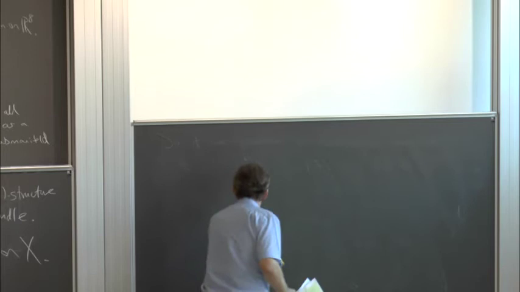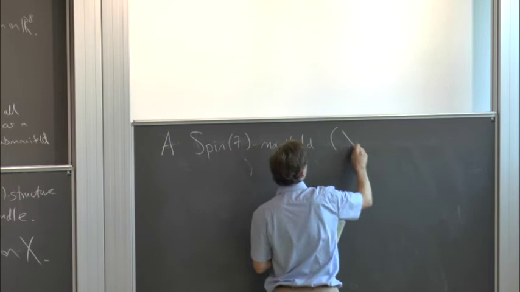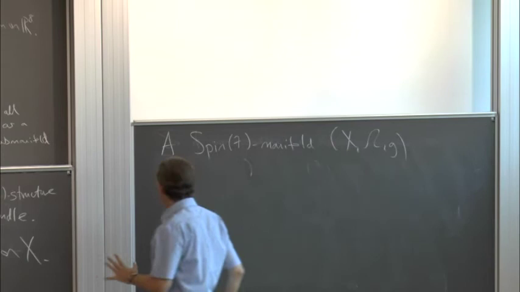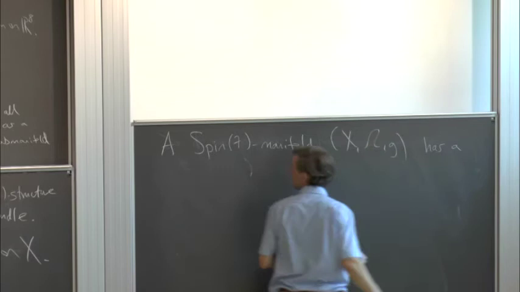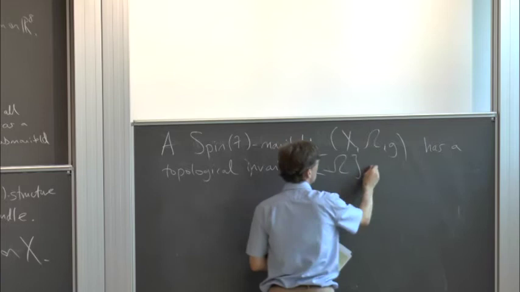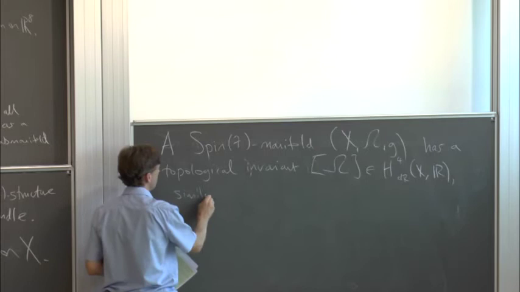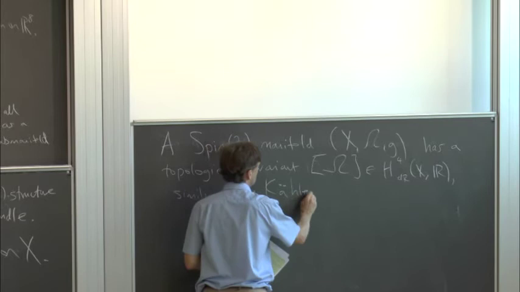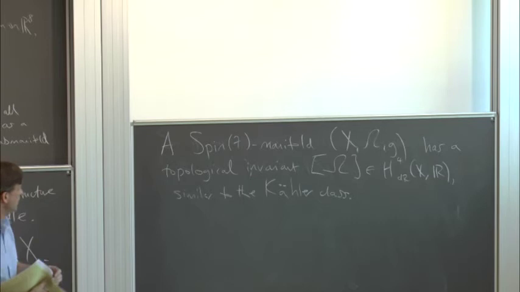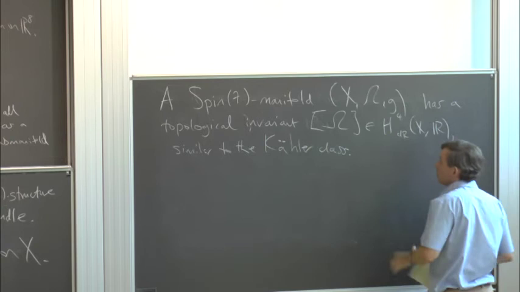Well, a Spin(7) manifold (X, Ω, g), by definition, is torsion-free, so dΩ is 0. This has a topological invariant: the de Rham cohomology class of Ω in H^4_dR(X), which you can think of as similar to the Kähler class of a Kähler manifold. So that might be natural. If you're trying to describe some Spin(7) manifold, then maybe one of the first things you'd do is find out what that cohomology class is.